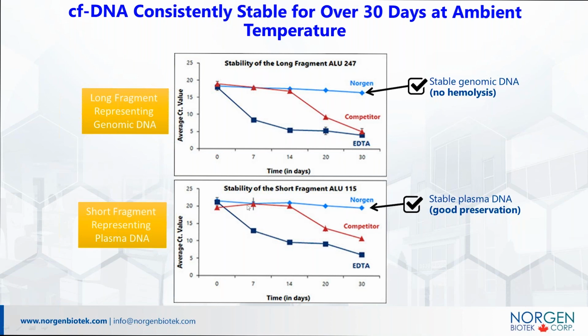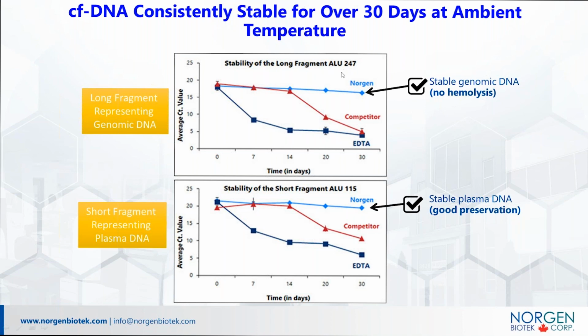As you can see, Norgen's amplification, or the CT values, remained fairly constant within 30 days. In EDTA tubes, the CT value started to decrease, which means that there is lots of genomic DNA there. One of the competitors remained stable after 7 days and 14 days, and then the CT value started to decline, which means there is genomic DNA contamination.